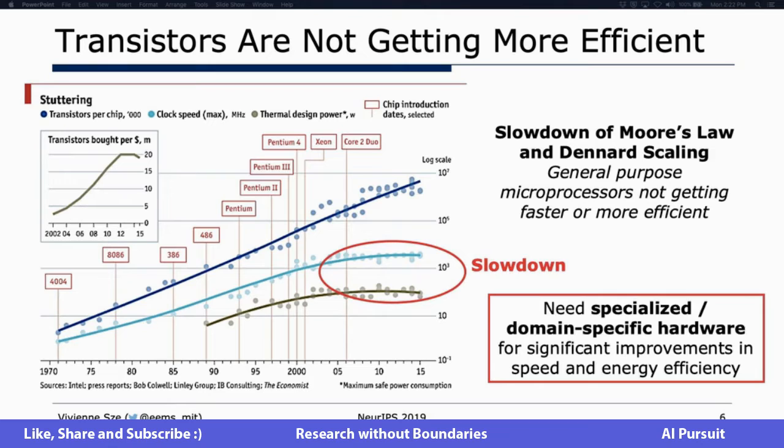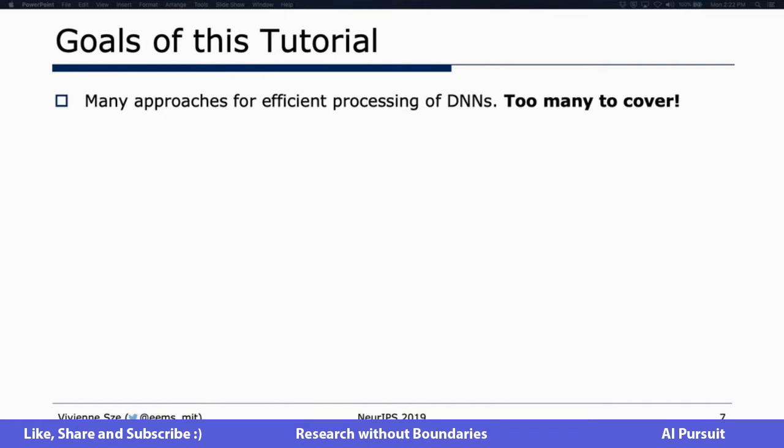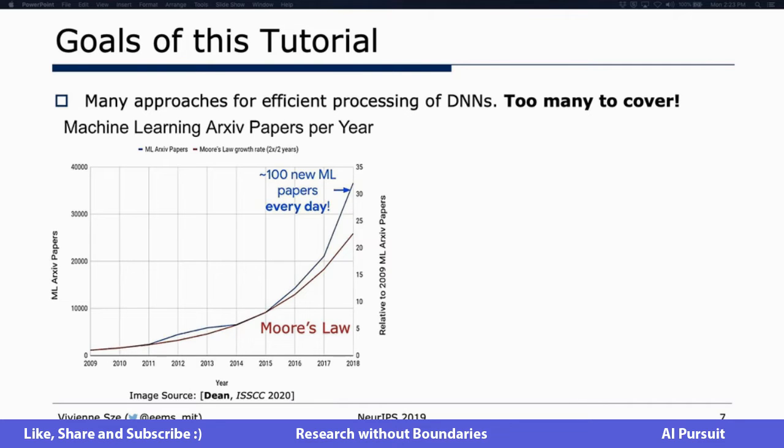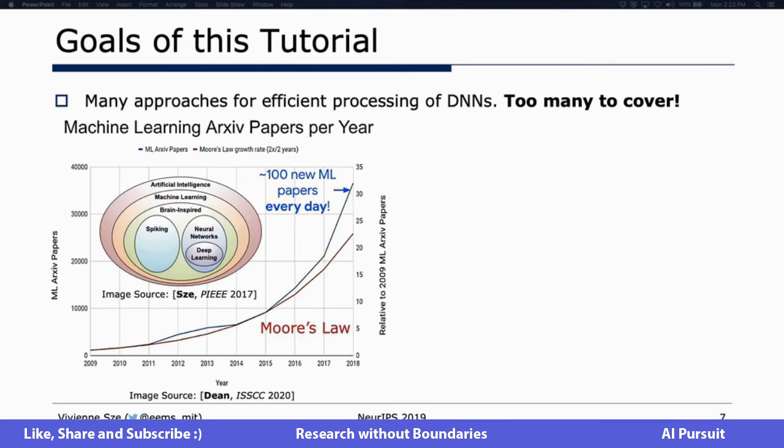So what are the goals of this tutorial itself? Because this is a huge pressing problem for the deployment of AI and the advancement of deep neural nets, there are many approaches to efficient processing of DNNs currently being explored. For example, I'm sure you have all seen this plot of the rise of machine learning papers on arXiv, how it's exceeding Moore's law. You have over 100 new papers a day, and a lot of this is driven by neural nets, which is a key form of ML. So it's actually not possible for us to cover all the particular techniques that are coming out today.